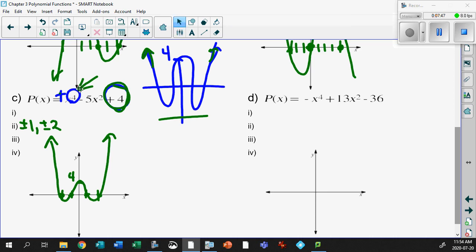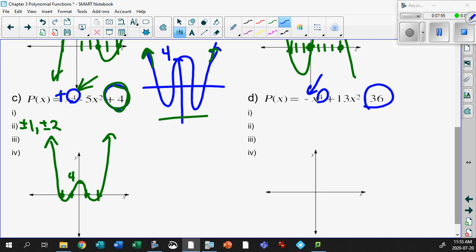Last question, and let's see if we can predict this guy right now. I think it's going to be opening down. I'm thinking there's going to be 4 roots, and I know that the y-intercept, I should say, is going to be way down here at -36. So it's going to be way down here, and I think it's going to be opening down. And because it's an even degree, both of them are going to be opening down.